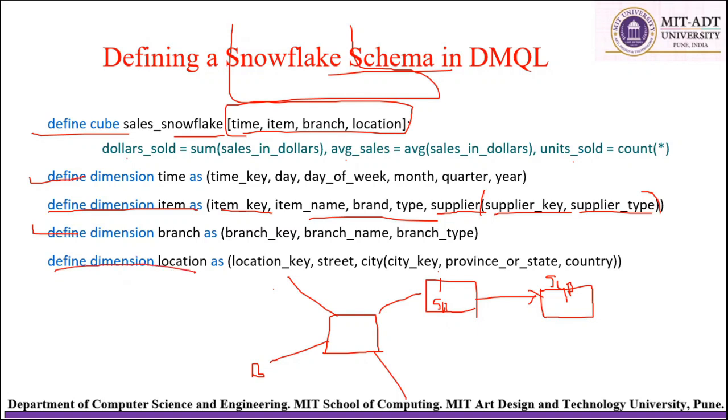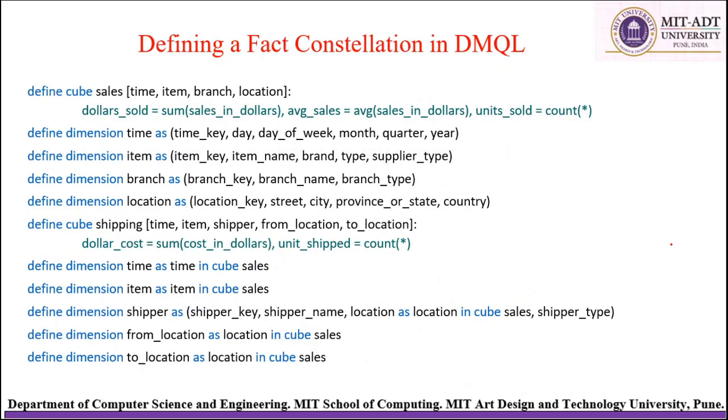Similarly, we have the dimension location. If this is the location table, we are extending the city from this, and city will again be represented in the 3 keys, 3 values. So location key will come as it is, street, and for city we are adding the city key, province or state, and country. So like this we have to define the snowflake schema. We are not creating an extra defined dimension for this supplier and city, but we are just extending it in the available dimensions.